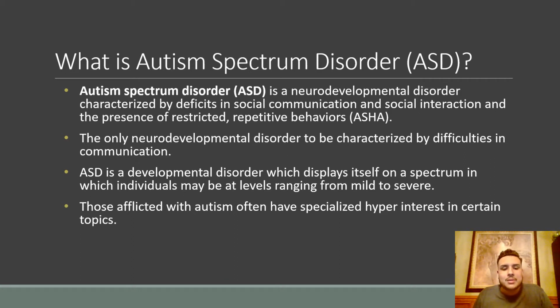ASD is a developmental disorder which displays itself on a spectrum in which individuals may be at levels ranging from mild to severe. This spectrum has led the disorder to be classified as a spectrum disorder, when previously it was just denoted as autism, but now it is known as autism spectrum disorder. Those afflicted with autism often have specialized hyperinterest in certain topics.